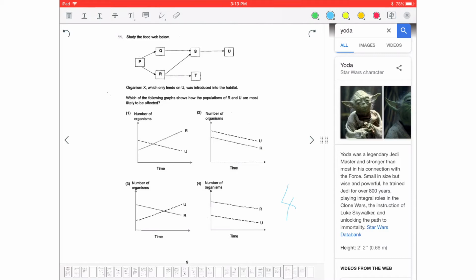What happened to my pen? Okay. Okay, next one.